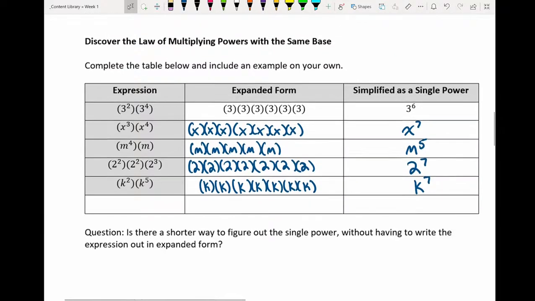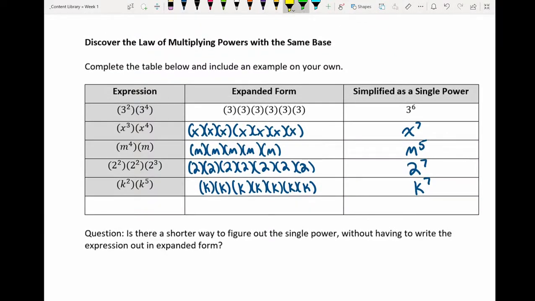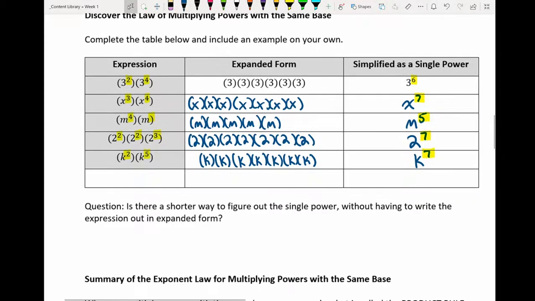And what you should notice, I'll go back and highlight some of this. If I look at the exponents in my expression and the exponent in my simplified single power, we should start to see a pattern. And that pattern is all your exponents in your expression on the same base added up equals the final exponent in your single power. So there is a shorter way to do this, and it's just that we have to add the exponents.